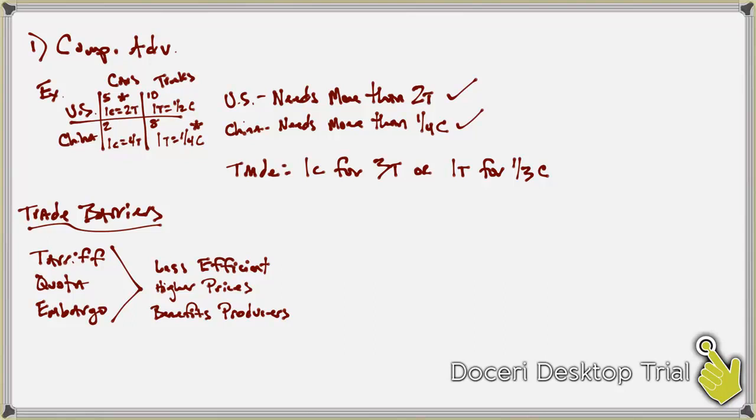So the benefits of free trade then would be the exact opposite. Does that make sense? Free trade promotes efficiency, it keeps prices down, and it's probably going to hurt producers because they won't make as much money. So I think that's important to know. Okay? Questions on that? All right.